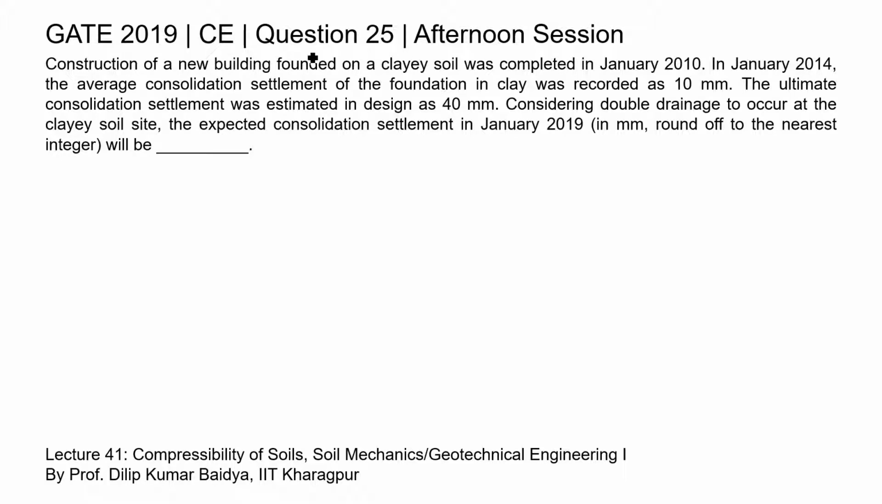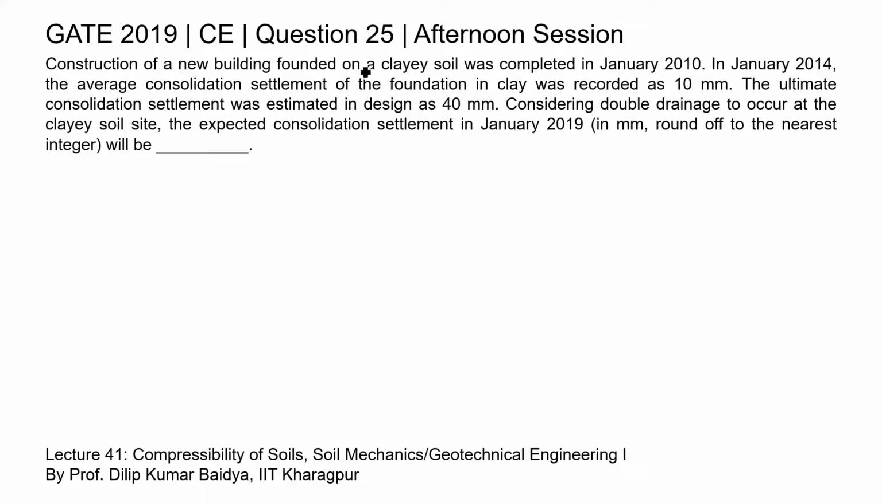This is question 25 of civil engineering paper of GATE 2019 afternoon session. Construction of a new building founded on a clay soil was completed in January 2010. In January 2014, the average consolidation settlement of the foundation in clay was recorded as 10 mm. The ultimate consolidation settlement was estimated in design as 40 mm. Considering double drainage to occur at the clay soil site, the expected consolidation settlement in January 2019 will be.